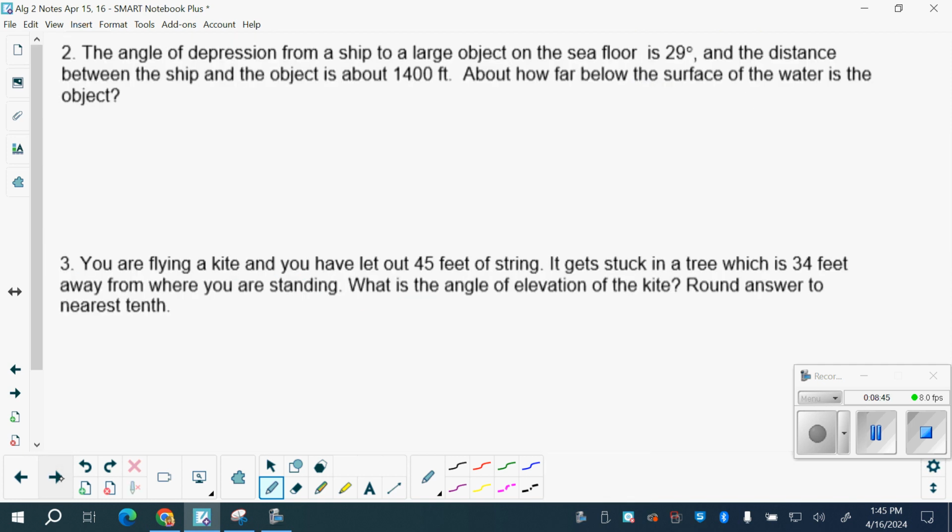Okay, the angle of depression from a ship to a large object on the sea floor is 29 degrees, and the distance between the ship and the object is about 1,400 feet. About how far below the surface of the water is the object? So here's my ship, because I'm such a good artist. It's not my forte, obviously. So here's my object.